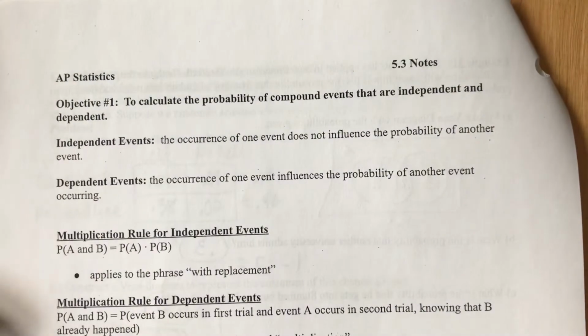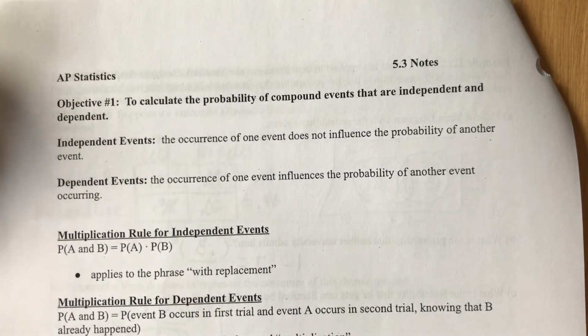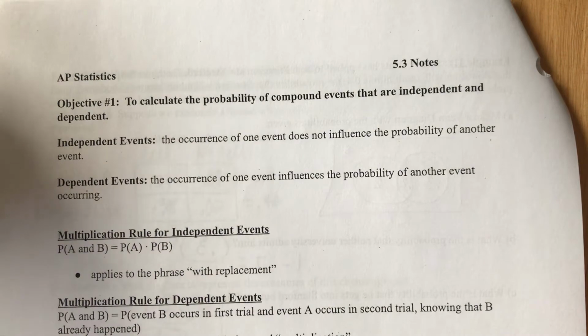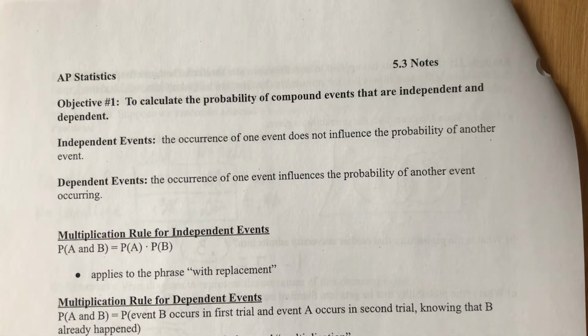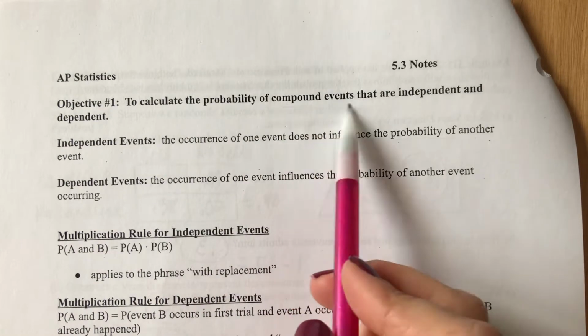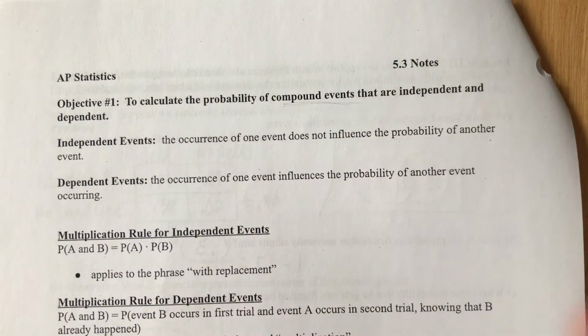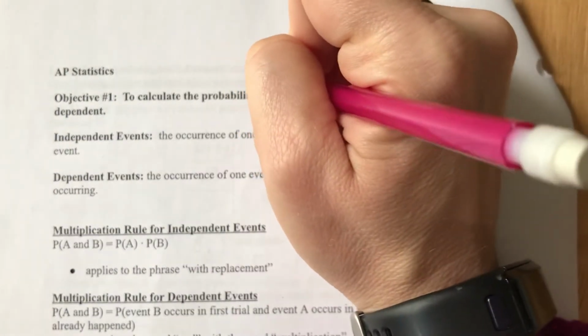Hi guys, today we're going to learn some of section 5.3. We're not going to get through the whole section of the book in one lesson, but we're going to do some of it. So today, one of our objectives is we want to be able to calculate the probability of compound events that are independent and are dependent. So here's the key. This is when it's two or more events.